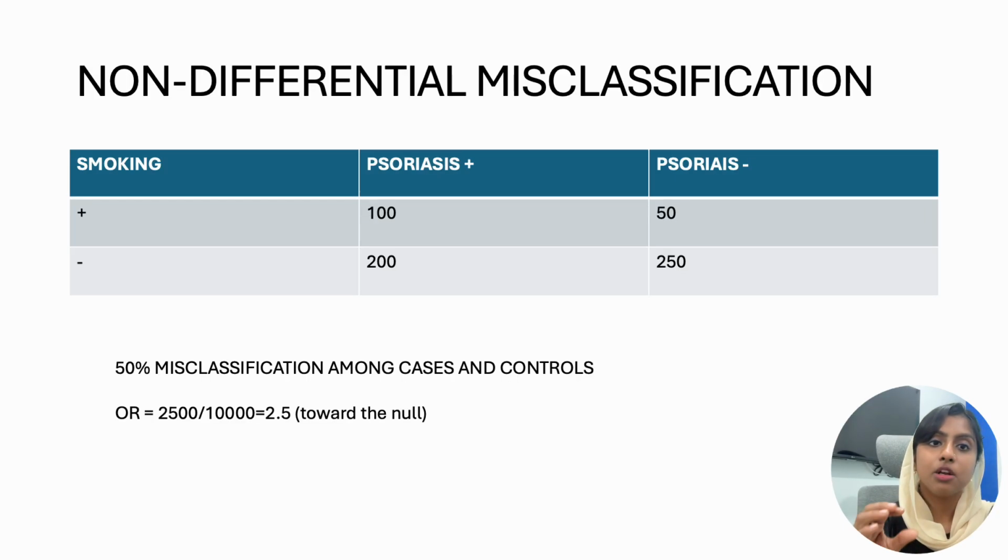So what happens in a non-differential misclassification? There is a misclassification which is 50% among both cases and controls. If you compare with the previous table, you can see a 50 number has changed. So this has resulted in a change in the number of subjects. And now when I calculate the odds ratio, I'm getting it as 2.5. So what has happened? It has moved from 4 to 2.5, which means it has moved from 4 towards the null. So this is the effect of non-differential misclassification.